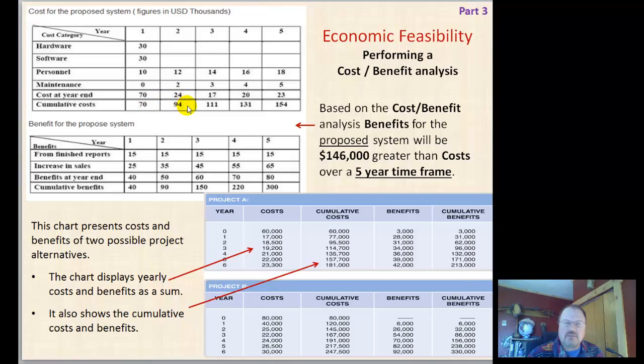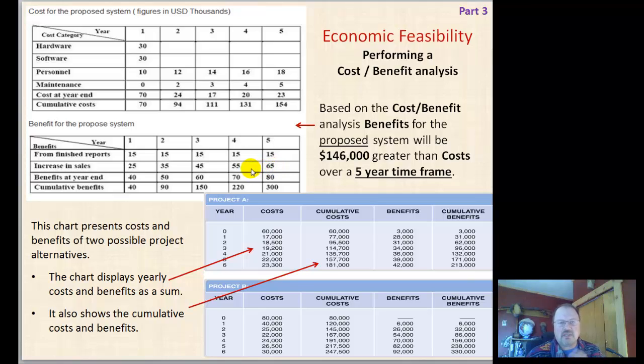And then that's cumulative. So you have to add up how much the lifespan of this system is going to cost. This would be minus the 8, 103, minus the 8, 123, and then 146. So this system is going to cost $146,000 over a 5-year lifespan. Now the benefits, though, the first year that we'll see from finished reports, $15,000 savings or benefit over those 5 years. But an increase in sales, 25, 35, 45, 55, and 65.